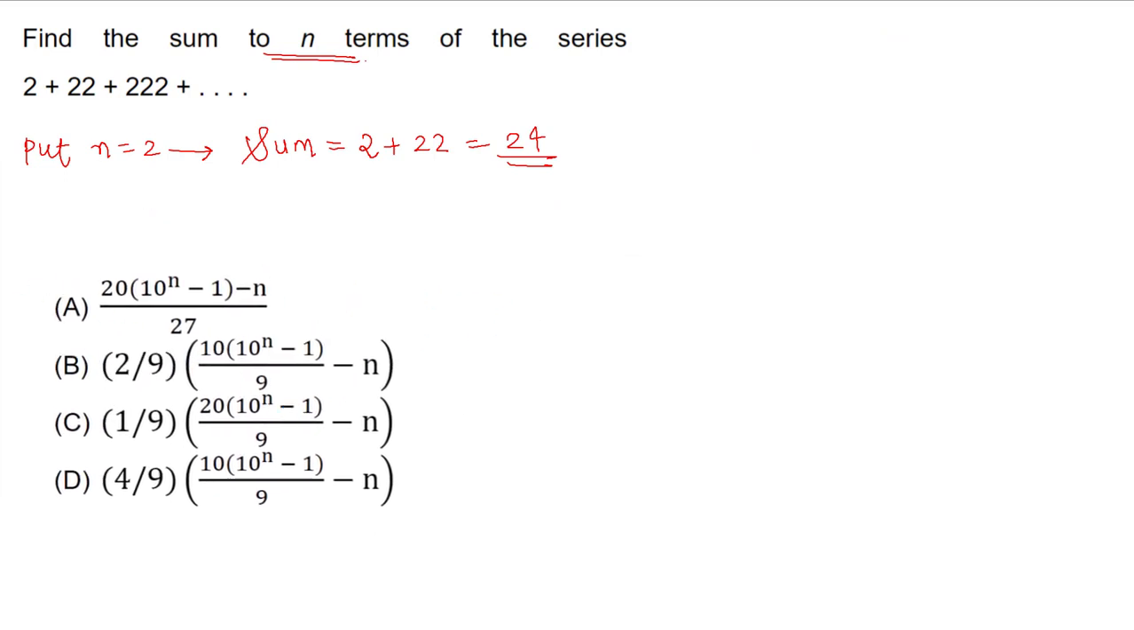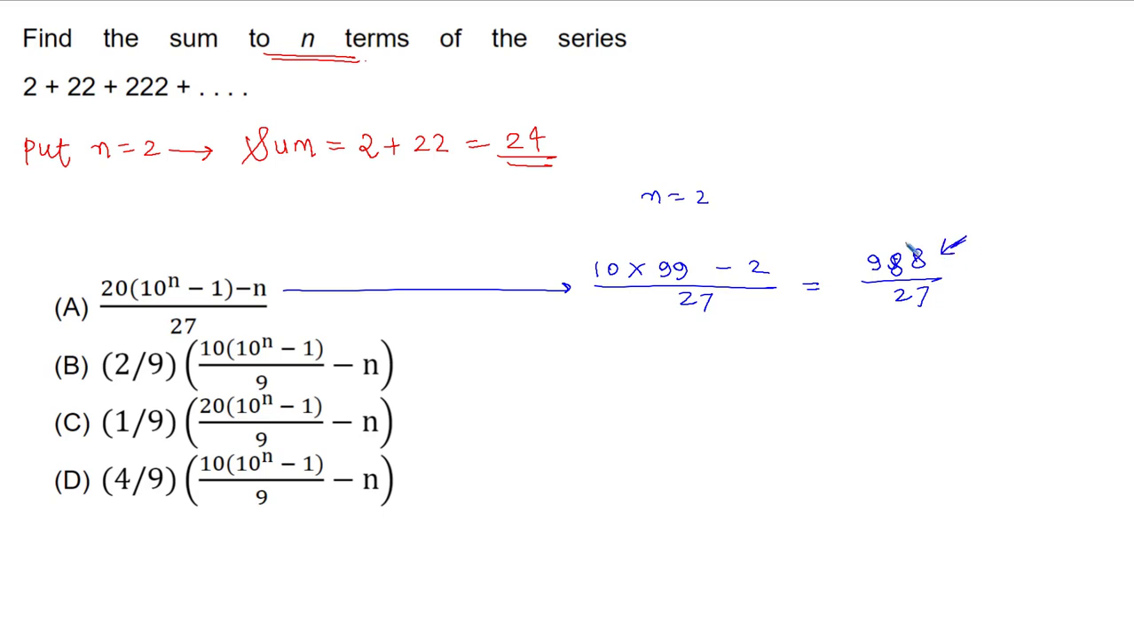In the first option, if I put n equal to 2 everywhere, this becomes 10 into 100 minus 1, which is 99, and then minus 2, divided by 27. This is 990, and 990 minus 2 is 988, divided by 27. This is not divisible by 9, so it is not going to be an integer. So option A is eliminated.